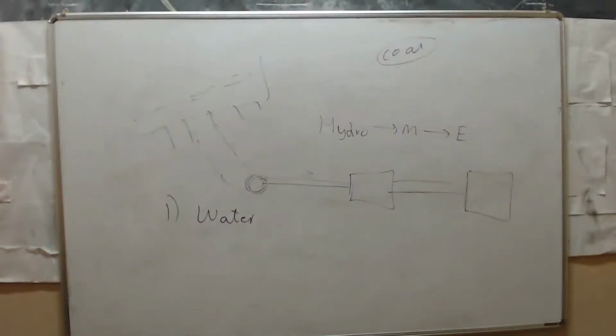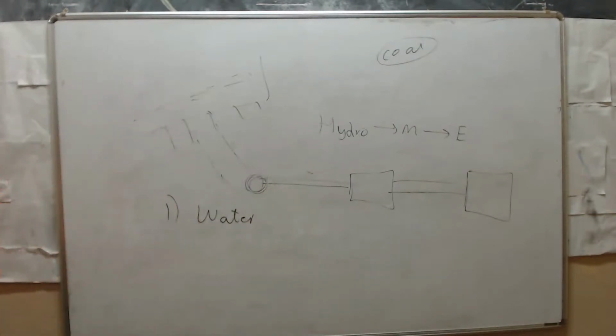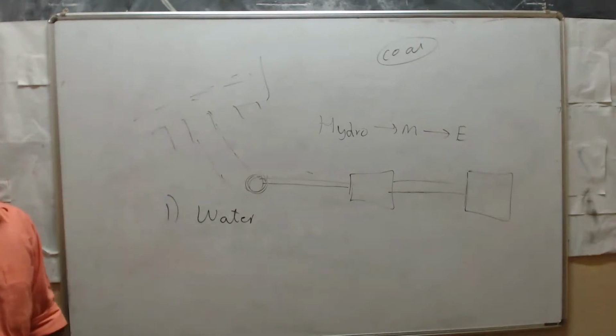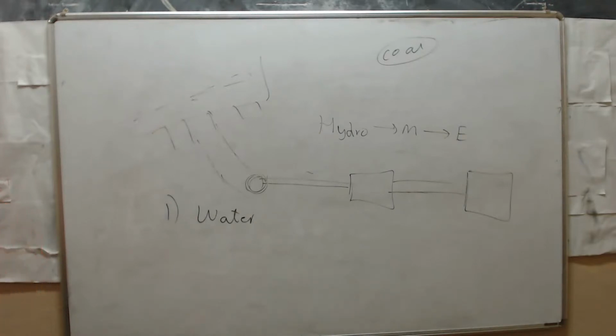Next, dams. To construct dams, what will happen? It requires more space, and it kills the ecosystem, right? Because everything is submerged under the dam. And yes, it requires more area. So these are the disadvantages of hydro energy.